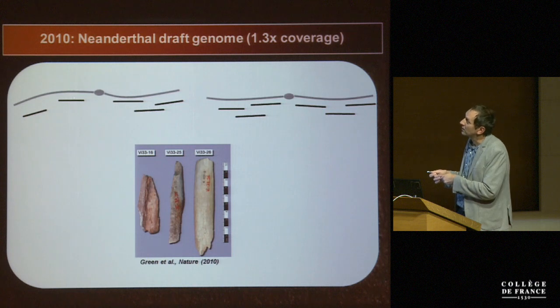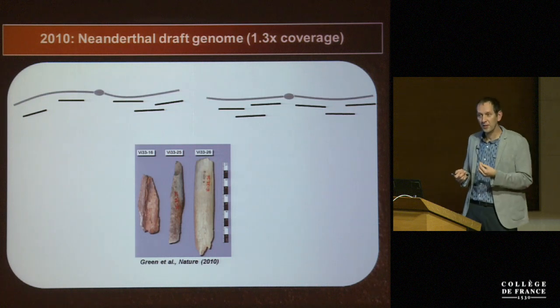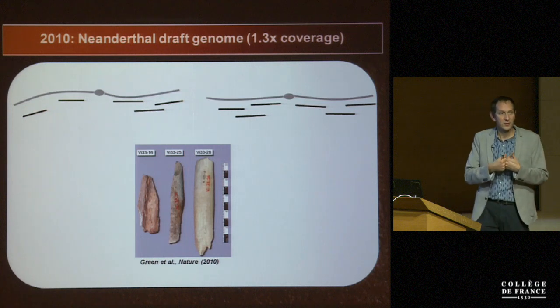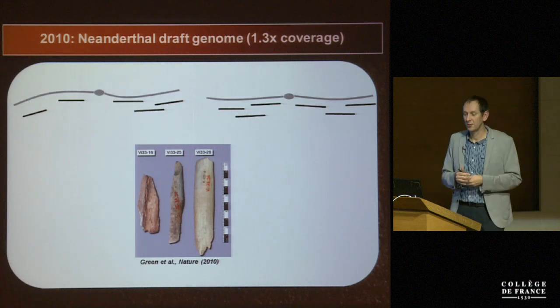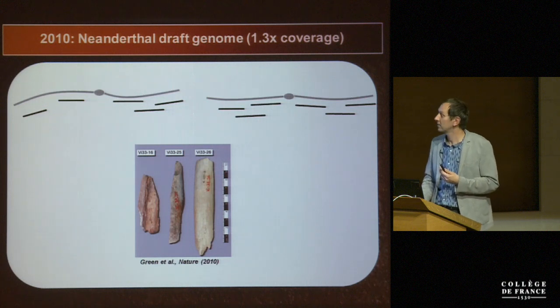This in reality means that most of the positions are seen 1 time, as here. There are some positions where you have no information, and there are also some positions where you have 2 informative sequences. So it's relatively low quality. It's not a complete genome, but it gives you a first very good overview of the Neanderthal genome.